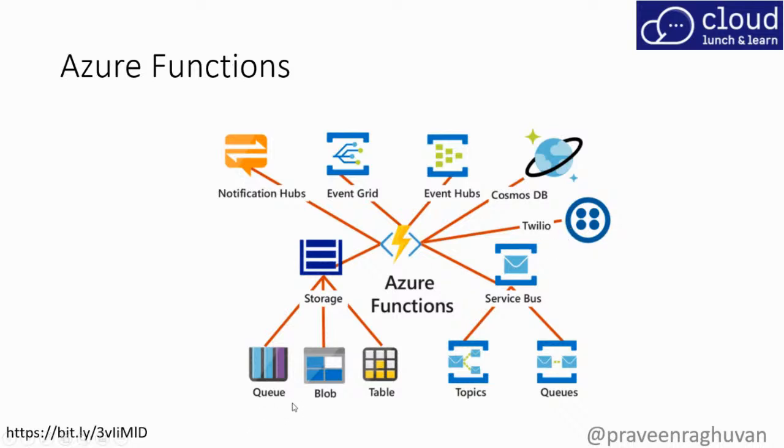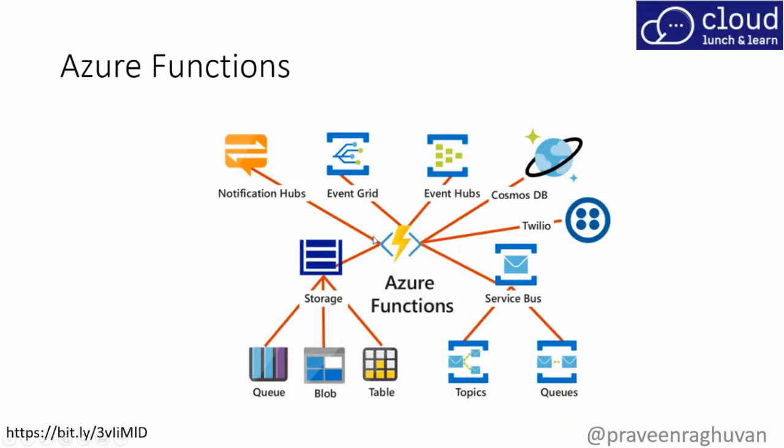Or if any new file gets added to your Azure storage blob, it triggers your Azure Function, and based on that you can perform some operation. For example, if you upload an image to a blob, you can write an Azure Function that listens to that blob storage. Once the file is uploaded, you can perform an operation on that image, such as compressing it or transforming it and giving another set of output.